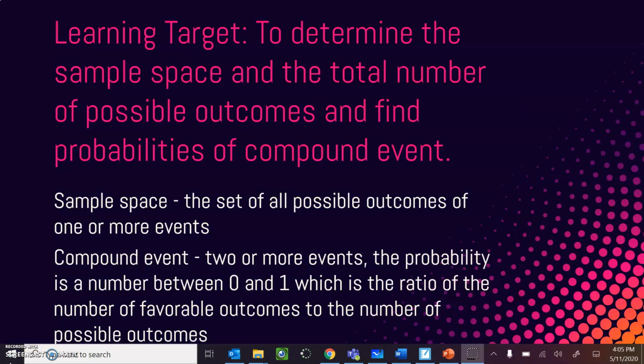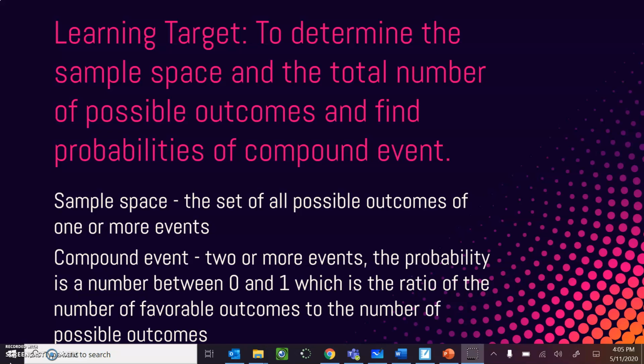So now that you've had those warm-up problems to get you to start thinking about compound events, I'm going to go back to the learning target and some vocabulary. So our learning target for today is to determine the sample space and the total number of possible outcomes and find the probabilities of a compound event.